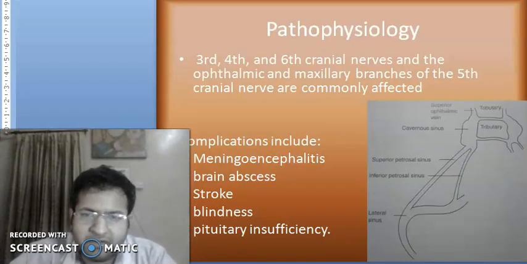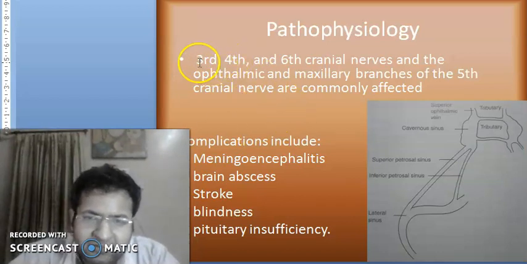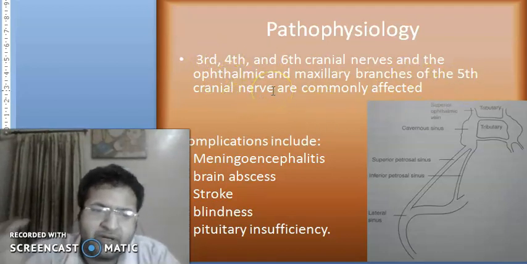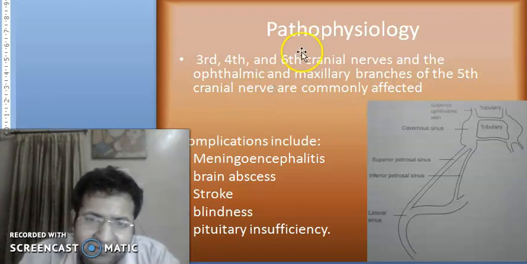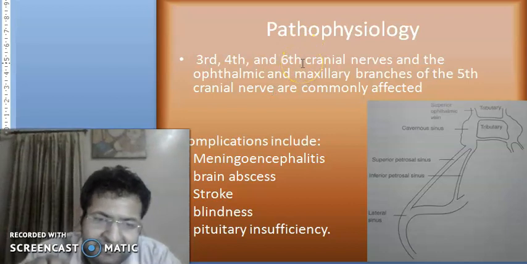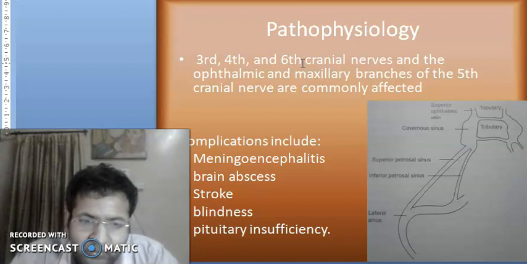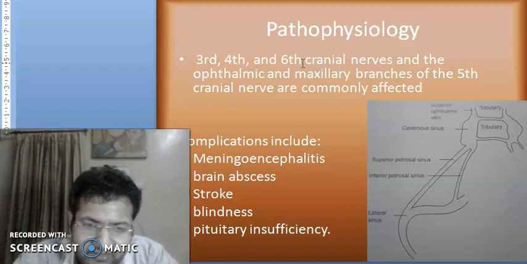Okay. What is the pathophysiology of cavernous sinus thrombosis? You might remember that the third, fourth, ophthalmic and the maxillary branches of the fifth cranial nerve are located on the lateral wall of the cavernous sinus from the anatomy class, and the sixth nerve is located inside the cavernous sinus. So whenever cavernous sinus thrombosis is there, the important point here is the sixth nerve is involved first and then the rest of the nerves are involved.